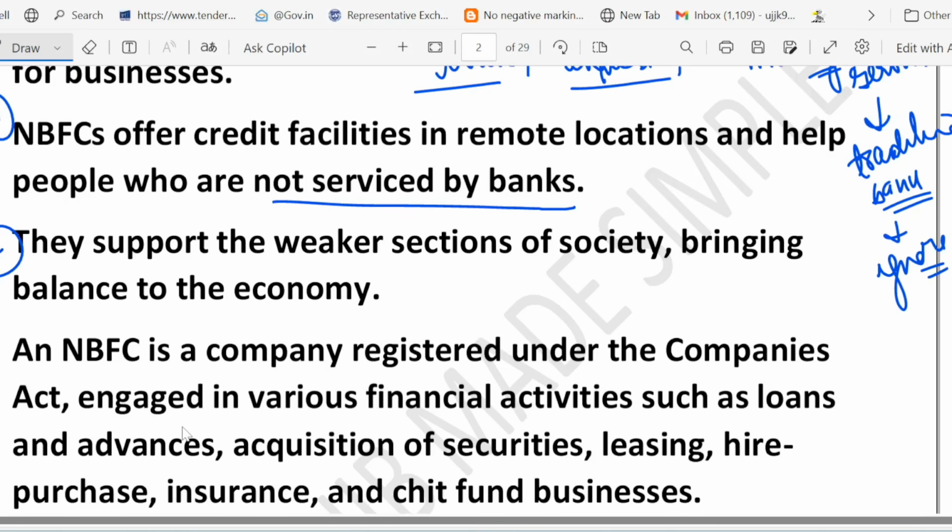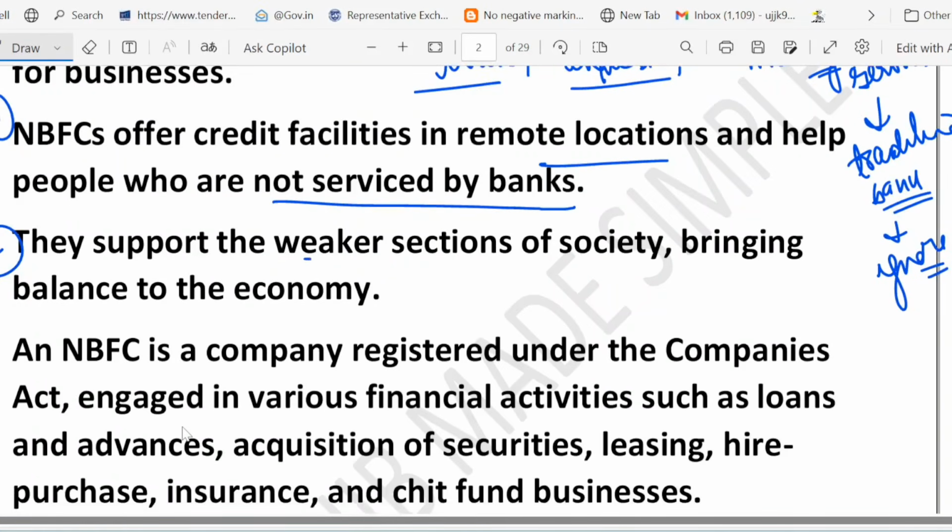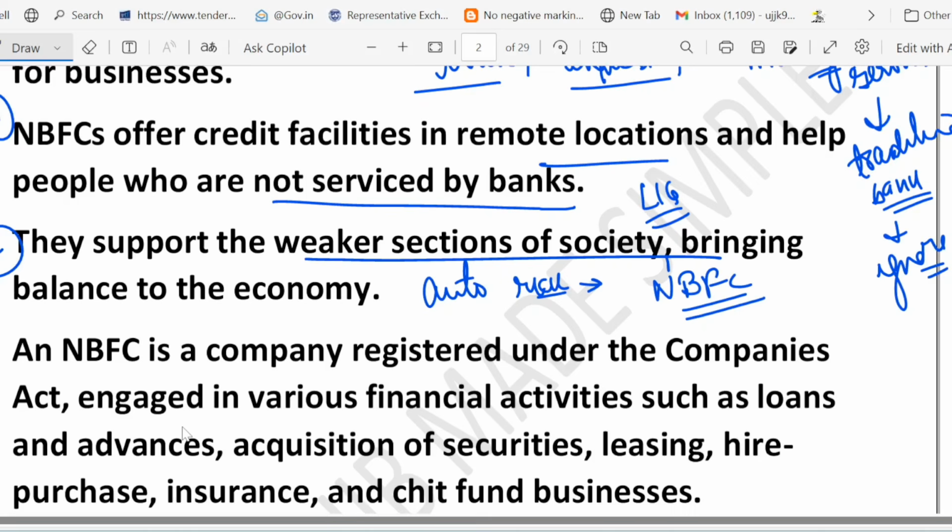Second point, they help remote and underbanked areas. For example, banks may not reach every corner of India, but NBFCs often reach there. A farmer in a rural area might get a loan from NBFC to buy equipment when no branch is nearby. Third point is that it supports the weaker section of society. They help the low income group, LIG, small businesses, or people with limited banking access. For example, an auto rickshaw driver might get a loan from NBFC to buy his vehicle when a bank rejects him.